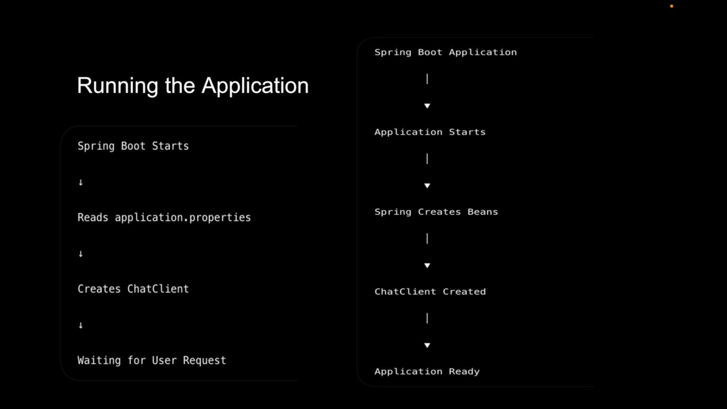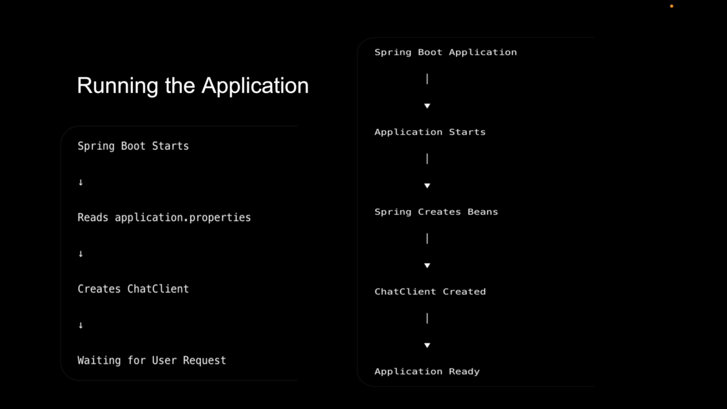Actually, it doesn't. Let's understand what happens internally. The first thing Spring Boot does is start the application context. Then it scans all our classes. It finds our controller, our service. Next, it reads the application.properties file. It loads the API key, model name, temperature.